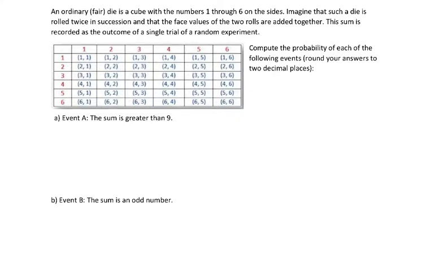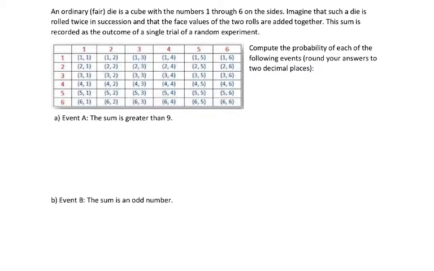Hi everyone, so for today we're going to be looking at another probability type question. This one involves rolling a die. It says an ordinary fair die is a cube with the numbers 1 through 6 on the sides. Imagine that such a die is rolled twice in succession and that the face values of the two rolls are added together. This sum is recorded as the outcome of a single trial of a random experiment.